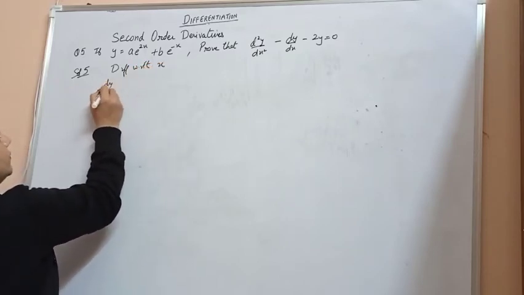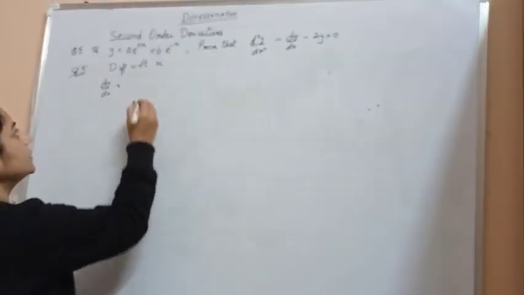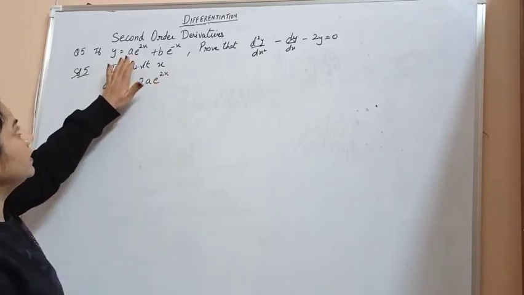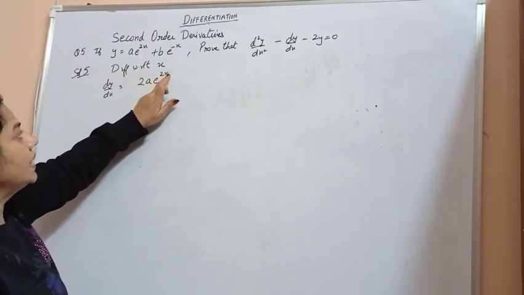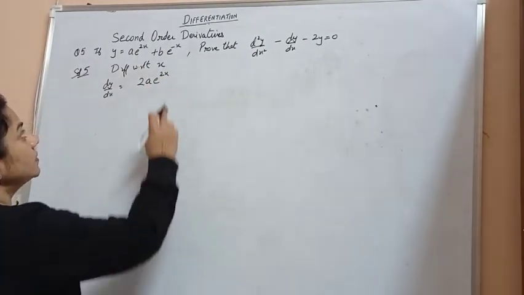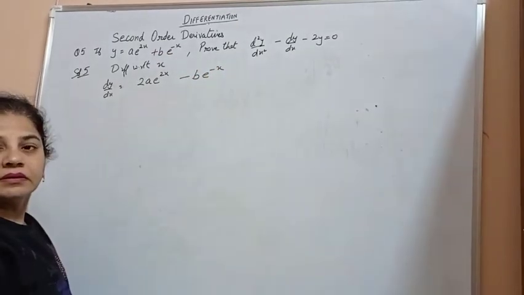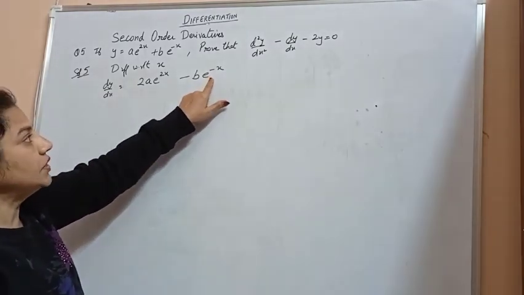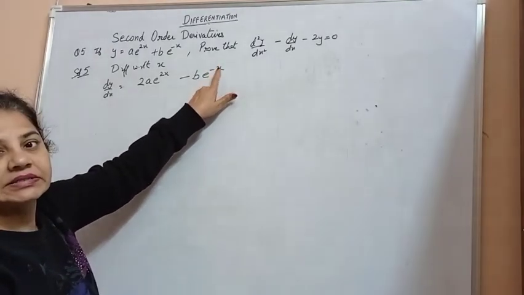I get dy by dx is equal to the derivative of e to the power 2x, which is 2 times a e to the power 2x, because a being a constant term stays as it is, the derivative of the exponential function is e to the power 2x, and the derivative of 2x is 2. So I get 2 times a e to the power 2x. Similarly, minus b e to the power minus x, because the derivative of e to the power minus x is e to the power minus x and the derivative of minus x is minus 1.